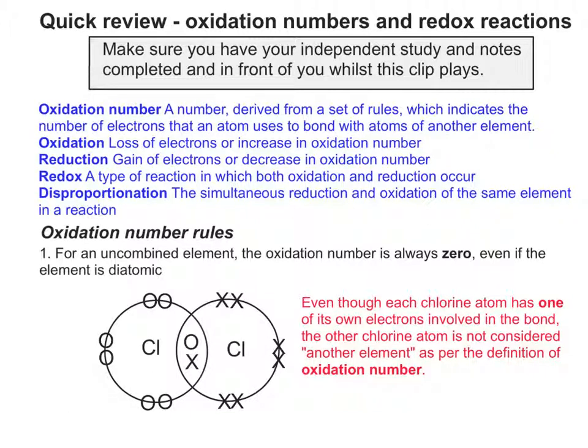So if we look at the definition of oxidation number at the top of the page, it refers to atoms of another element. So even though in this chlorine molecule each chlorine atom has one of its own electrons involved in the bond, this doesn't count because the other chlorine is the same element, it's not a different element. So it has to be bonded to a different element.